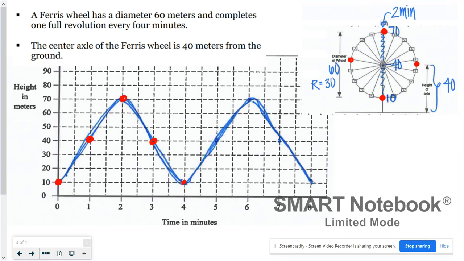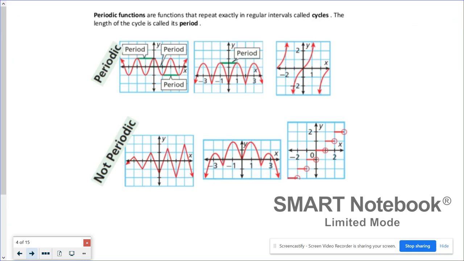So this is a periodic function, and a periodic function is a function that repeats itself in regular intervals. We call these intervals cycles, and the length of each cycle is called a period. So take a look at these graphs of periodic versus non-periodic functions. I just want you to see what I mean when I say they repeat exactly in regular intervals.